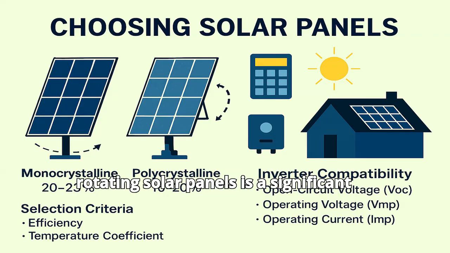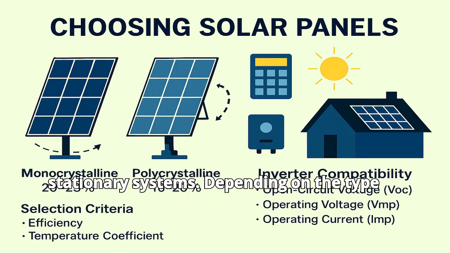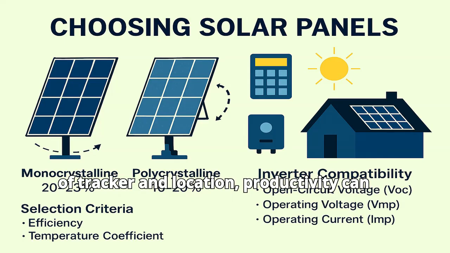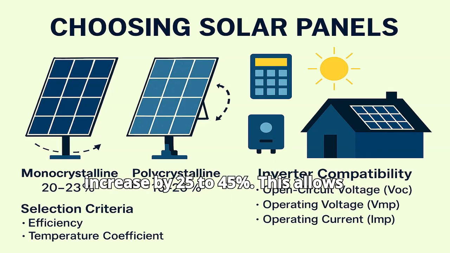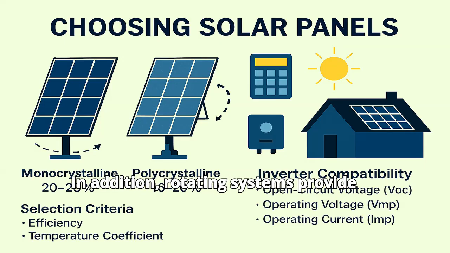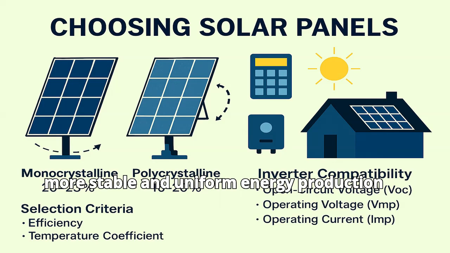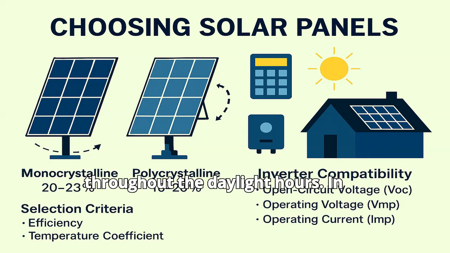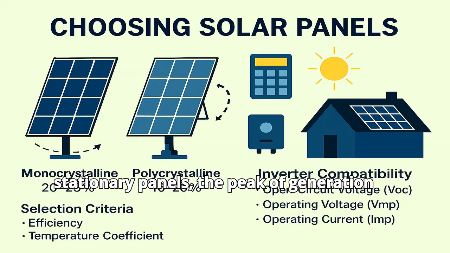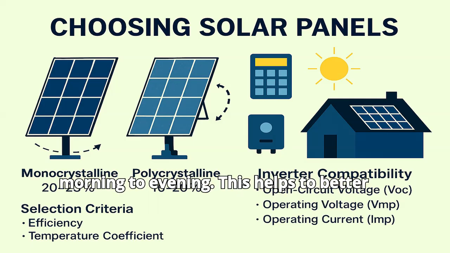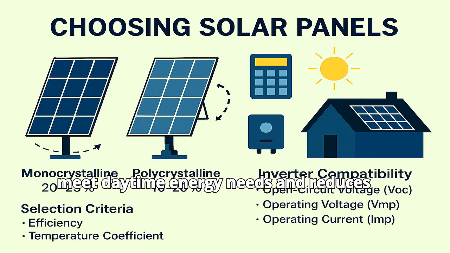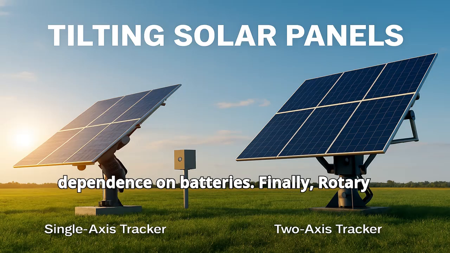The main advantage of rotating solar panels is a significant increase in efficiency compared to stationary systems. Depending on the type of tracker and location, productivity can increase by 25 to 45%. This allows you to get more energy from the same area of the panels, which is especially valuable for limited areas. In addition, rotating systems provide more stable and uniform energy production throughout the daylight hours. In stationary panels, the peak of generation occurs at noon, while trackers maintain a high level of energy production from morning to evening. This helps to better meet daytime energy needs and reduces dependence on batteries.